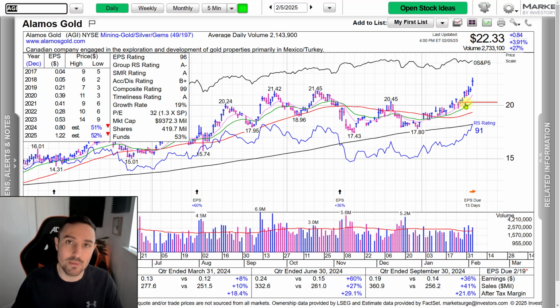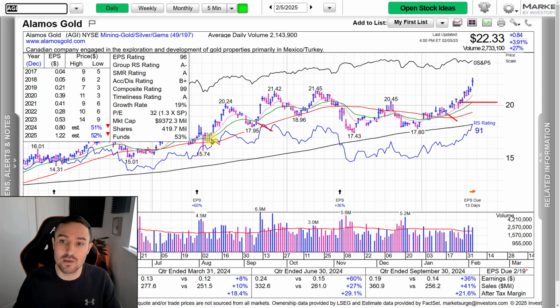I'm also looking for them around the 21-day EMA. So that's going to be the green line that you see here on the chart. So for instance, this is a shakeout demand tail that forms here around the 21-day EMA. This would be a 21-day EMA shakeout demand tail as well. This over here would be a 21-day EMA shakeout demand tail as well.